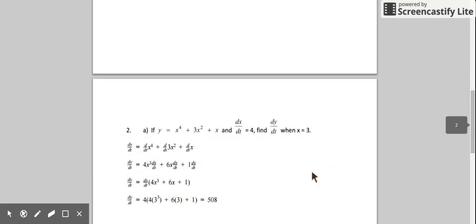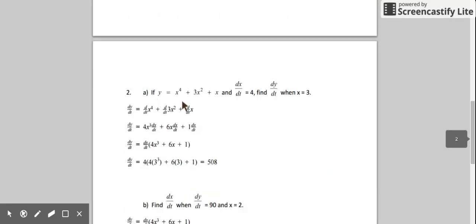Let's do one more example. Given this equation, and knowing that the change in x with respect to time is 4, let's find the change in y with respect to time when x is 3. Well, first, let's derive implicitly with respect to time. We're going to derive each individual term. So the derivative of y with respect to time is dy dt.